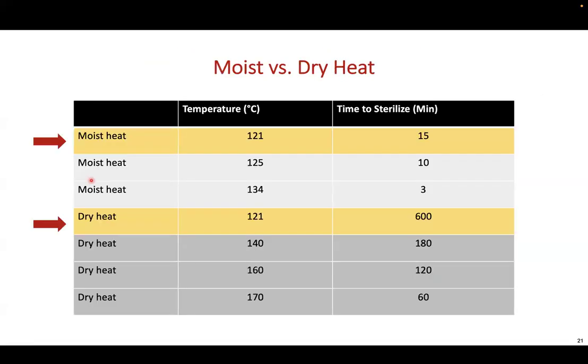So for example, over here, there's a difference between moist and dry heat. As you can see, under moist heat, at 121 degrees, you need about 15 minutes to sterilize, compared to dry heat where you need about 600 minutes, even though both of them are at the same temperature. So it shows that it depends on what method you are going to use, whether moist heat or dry heat. You will have to determine that, and it will also have an effect on the time that you need to sterilize everything that you have.